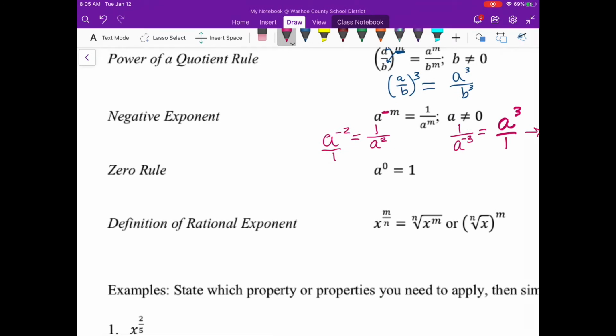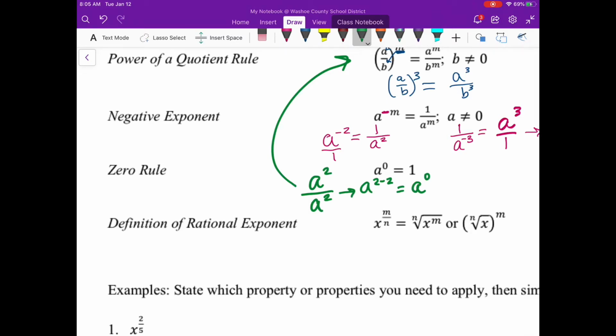Then we have the zero rule, and this rule just says that anything to the 0 power is going to be 1, no matter what, okay? The reason why this works, and I think it's important for you to know why it works, is first let's think about what happens when I divide a squared over a squared. If I'm following the quotient rule up here, this means that I'm going to be subtracting 2 minus 2, okay? And that would give me a to the 0.